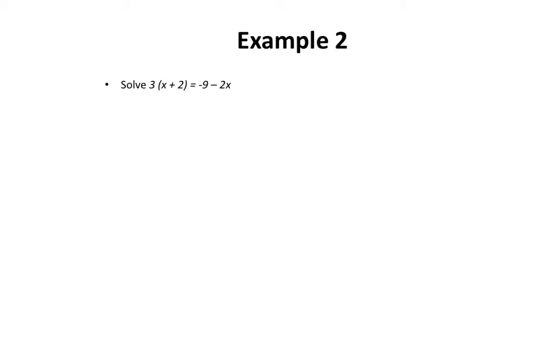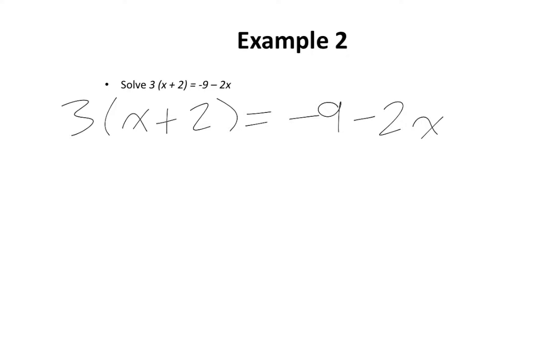In our second example, we want to solve 3(x + 2) = -9 - 2x. The first thing you want to do is rewrite the question. Next, you want to simplify the left side of the equation and the right side of the equation.